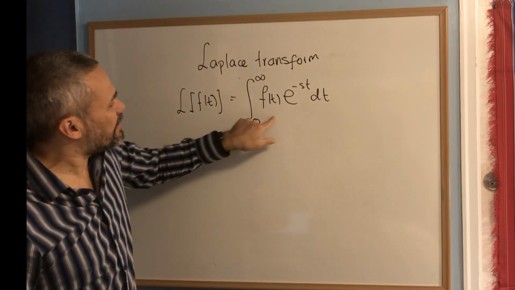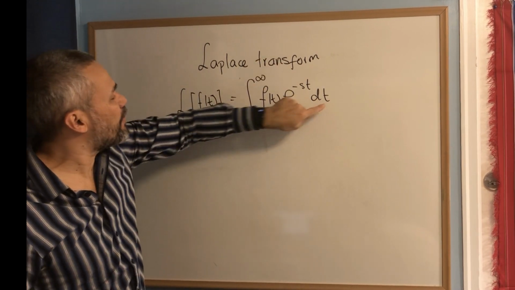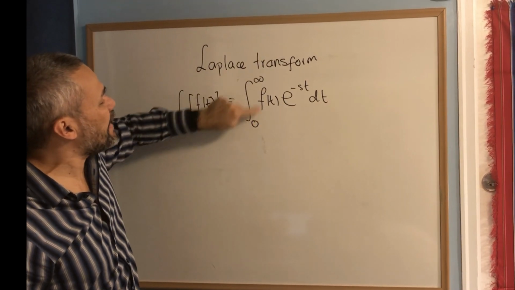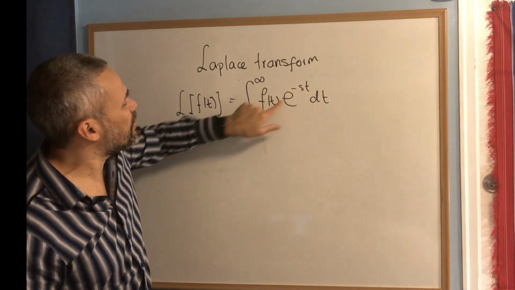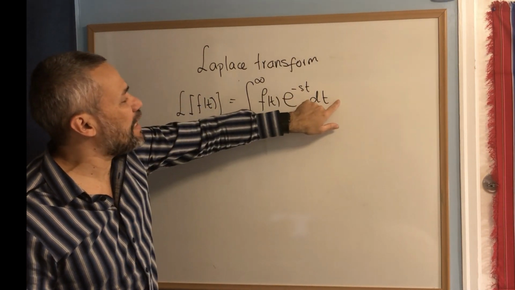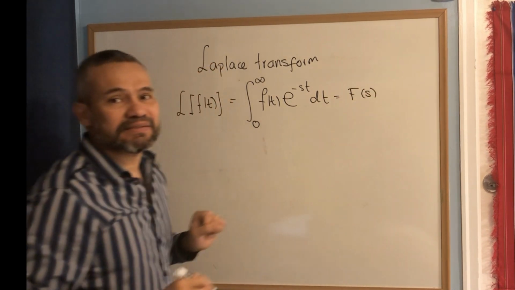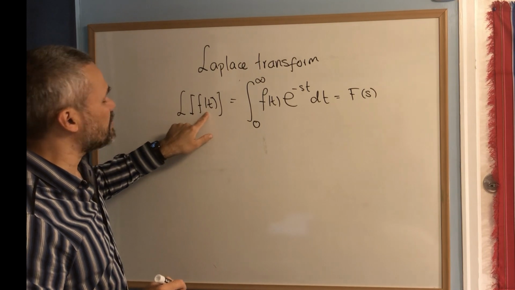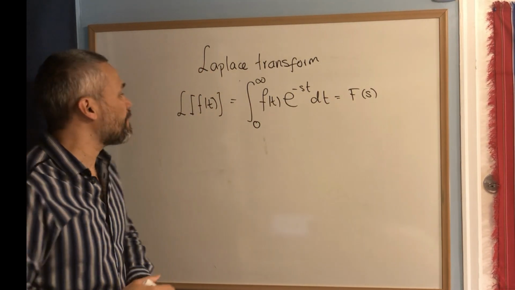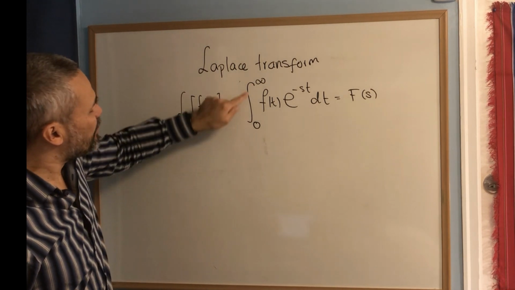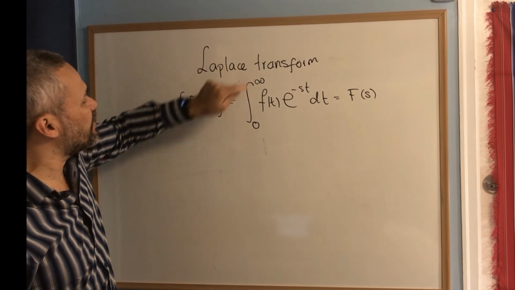Notice that in this integral, there is a t there, but there is an s. And when we integrate with respect to t, the t is going to disappear, and we're going to be left with a function in terms of s. That's the reason we start with a function in terms of t, and we end up with a function in terms of s. Another observation is that this is an improper integral because we have an infinity here.